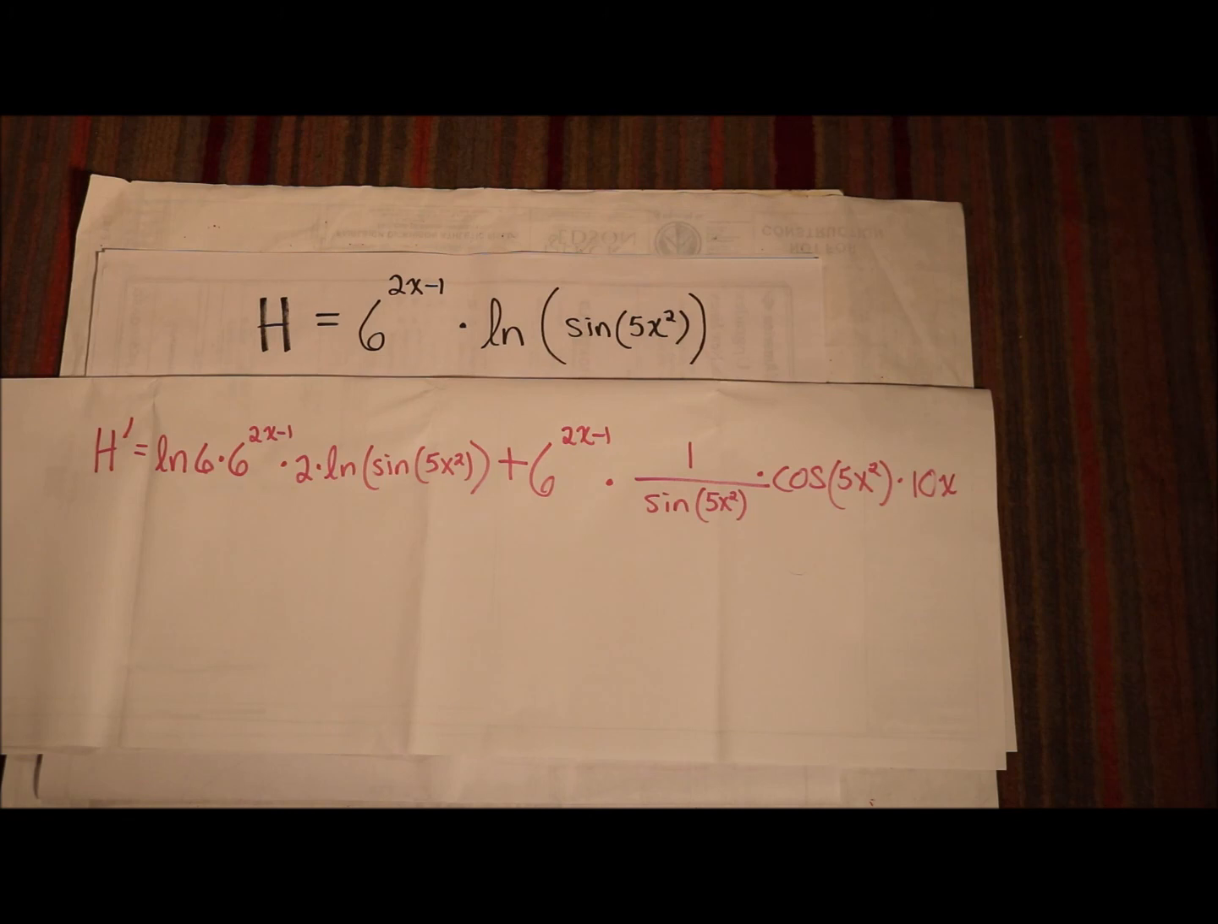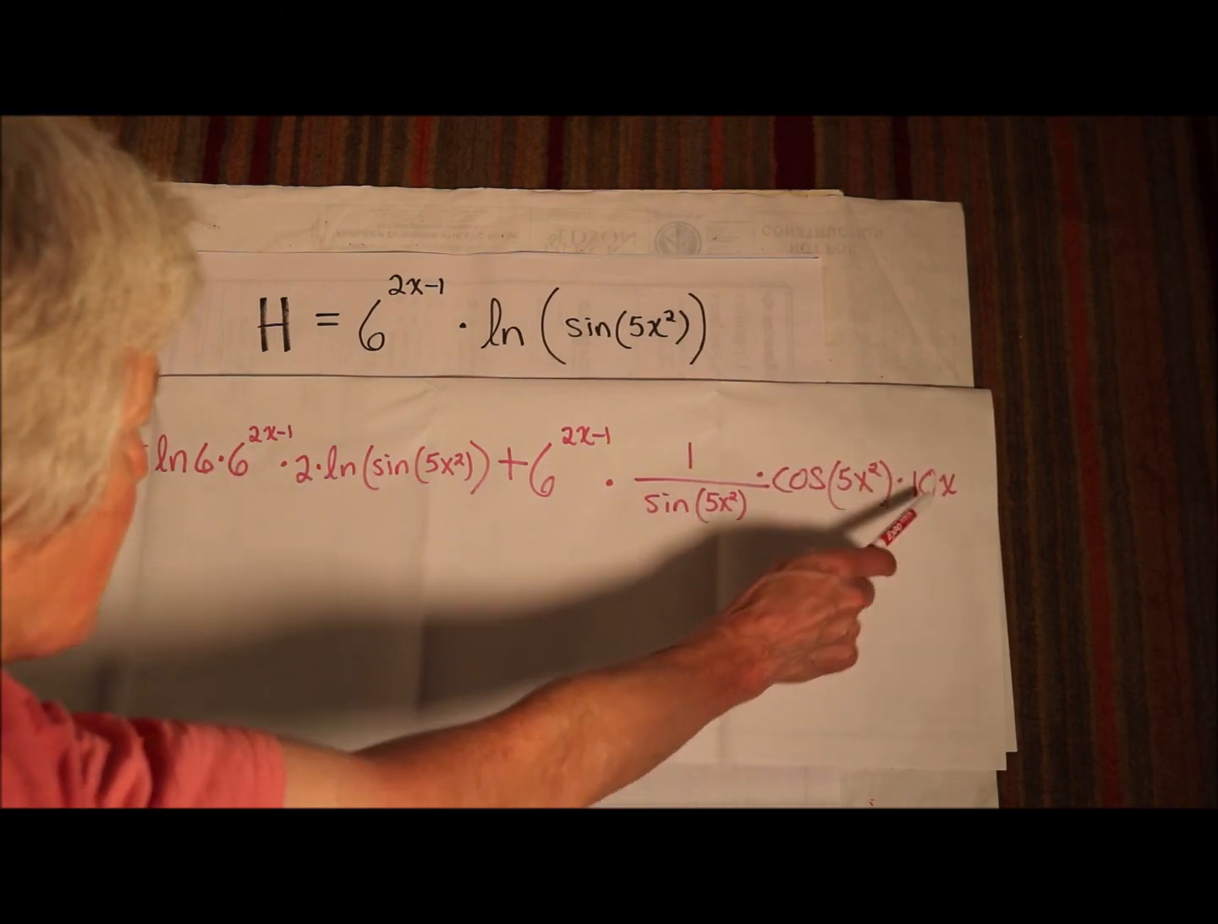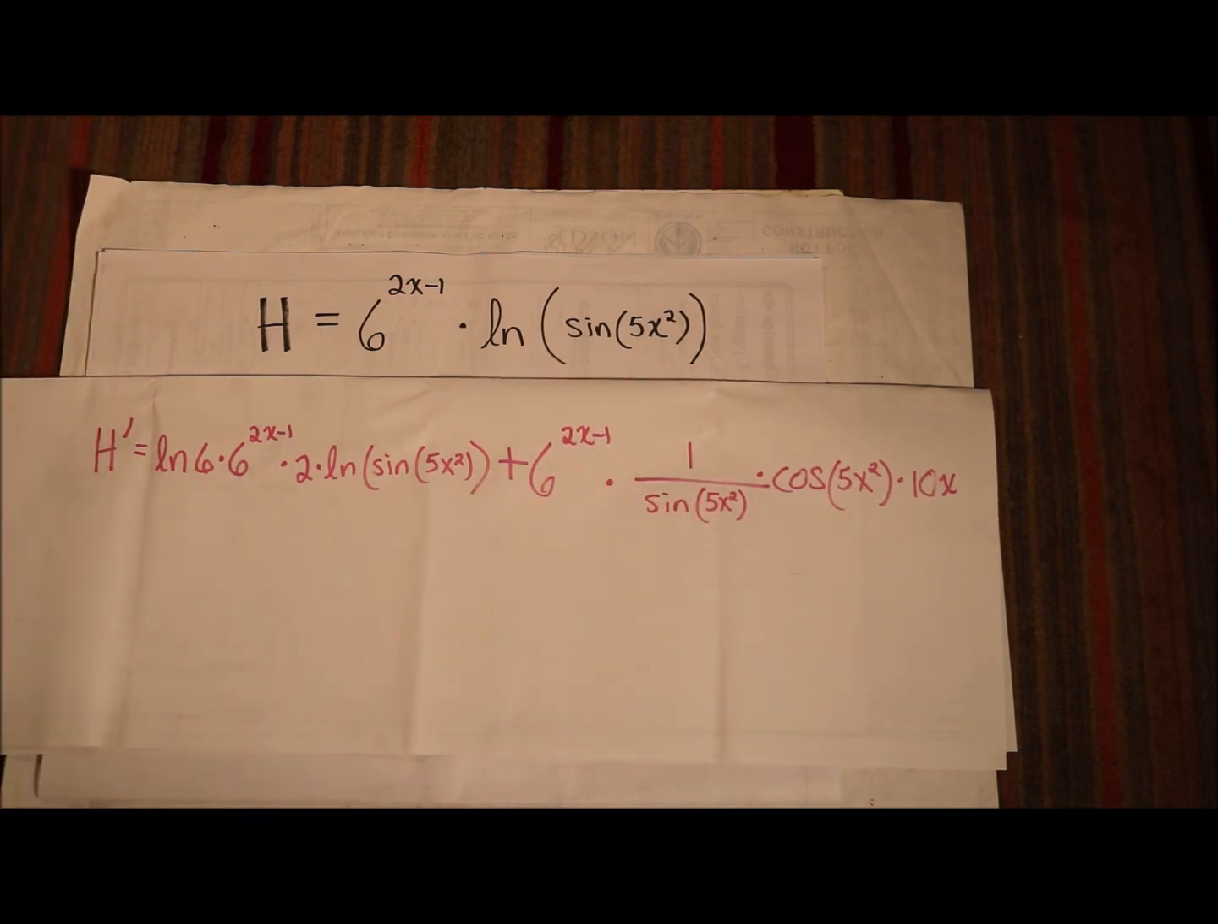Not a whole lot to do to simplify. I mean, I could put cosine of 5x squared times 10x in the numerator there. Not a lot you could do. If you felt like factoring, you could factor out a 6 to the 2x minus 1, but that doesn't really simplify it much.